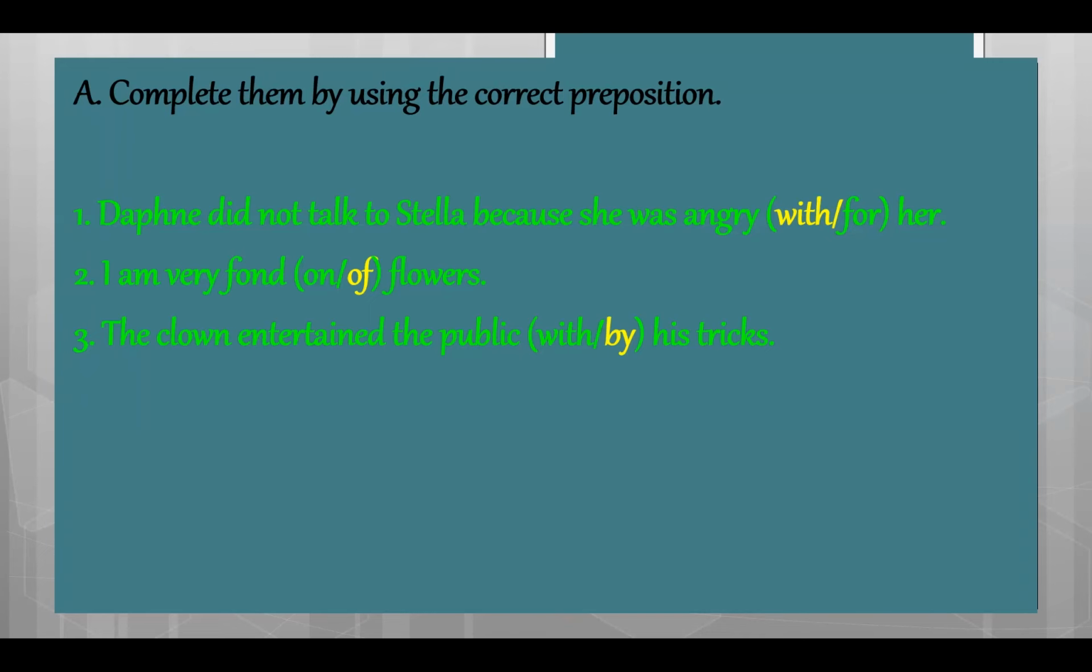Number 2, I am very fond on flowers or of flowers. The correct preposition is of. I'm very fond of flowers, not on. We use the preposition on where we talk about the position of something on surfaces. Number 3, the clown entertained the public with or by his tricks. क्लाउन ने पब्लिक को एंटरटेन किया अपने ट्रिक्स के ज़रिए से. By means ज़रिए से, not अपने ट्रिक्स के साथ. With means साथ. Look at this last question.